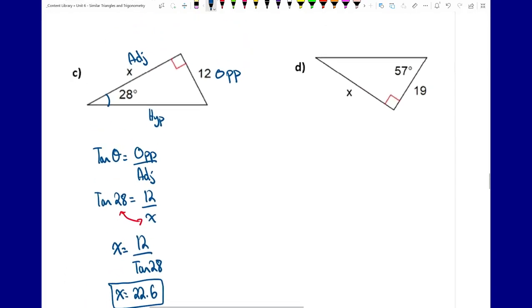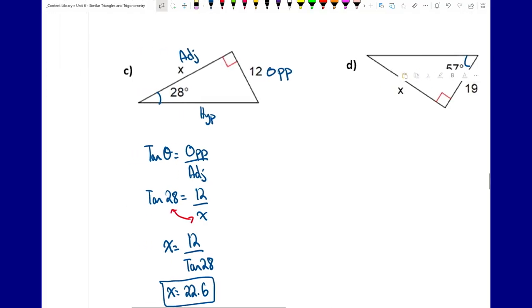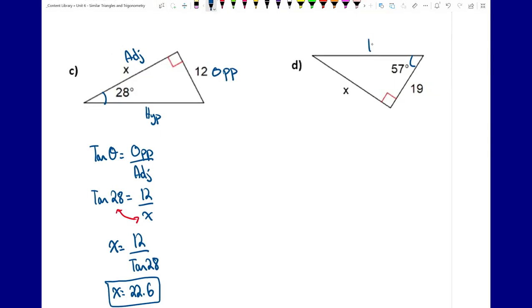If I look at D, same idea. Let's go through and try to solve for this missing side. I have my reference angle, so I'm going to label my sides. I have my hypotenuse across from 90. I have my opposite, which is across from my angle. And I have my adjacent, which is the last side.